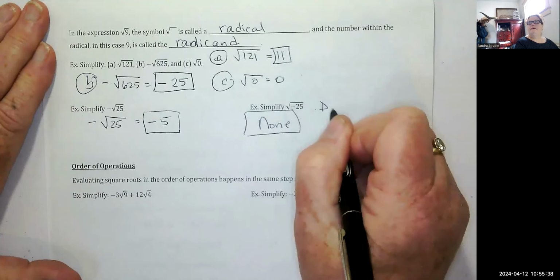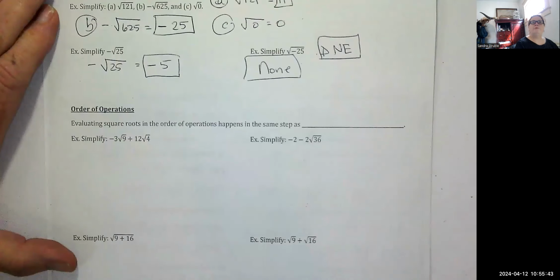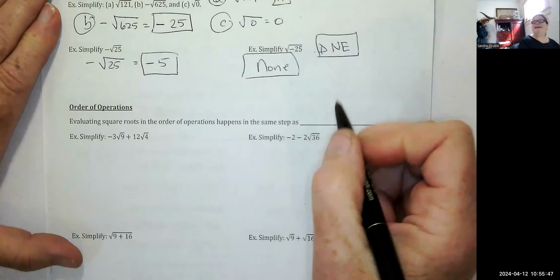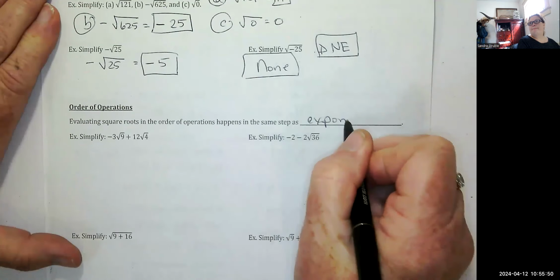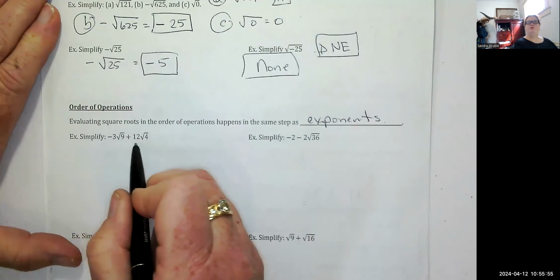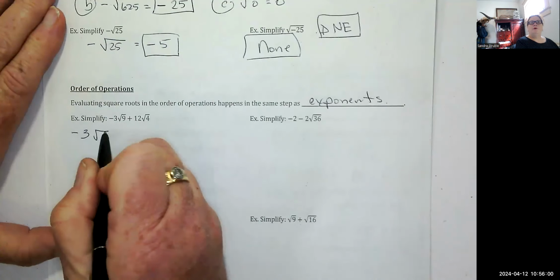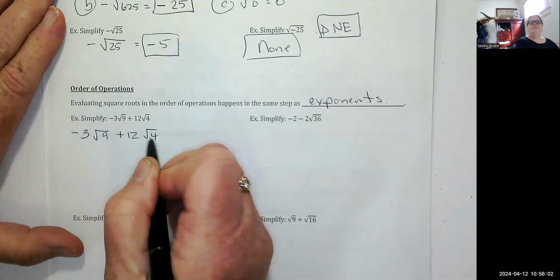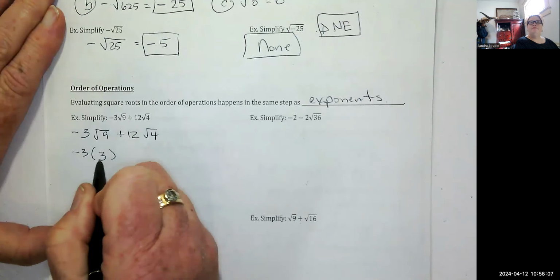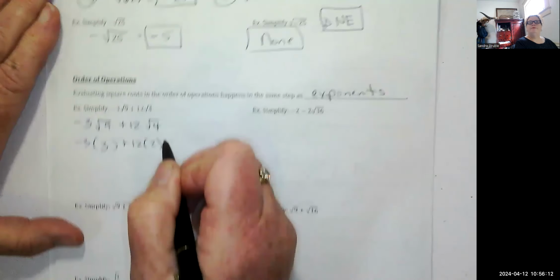Order of operations. Evaluating square roots in the order of operations happens in the same step as exponents. We're going to simplify negative 3 square root of 9 plus 12 square root of 4. So it's negative 3 times the square root of 9, and the square root of 9 is 3, plus 12 times the square root of 4, and the square root of 4 is 2.